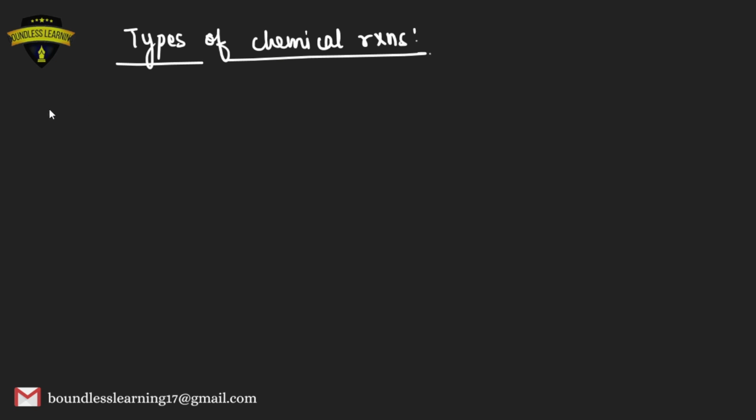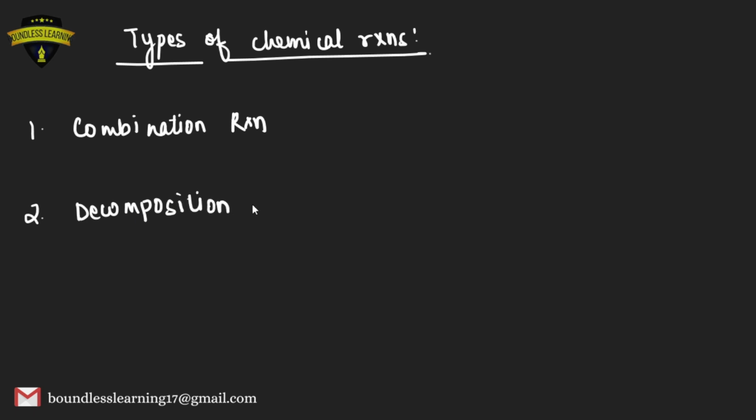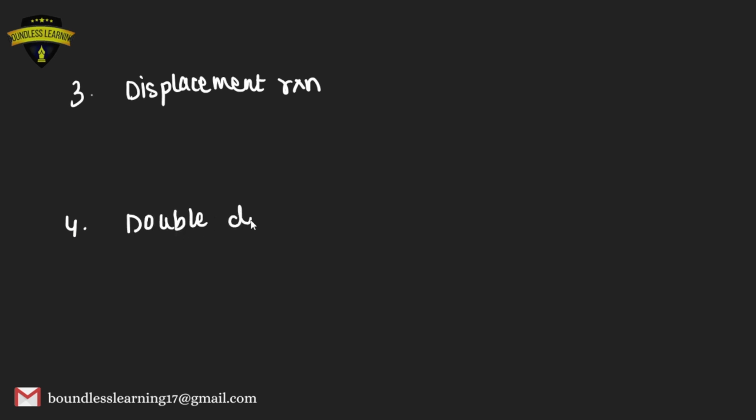So there are 4 basic types of chemical reactions. First one is combination reaction. Second is decomposition reaction. Third one is displacement reaction. And the fourth one is double displacement reaction.